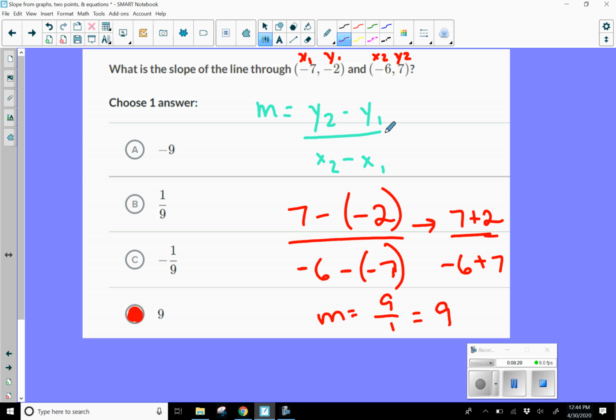So let's plug those numbers in. y2 is 7, y1 is -2, so 7 minus -2, and then x2 is -6 minus x1, so minus -7. Now we can go ahead and calculate our slope. 7 minus -2, keep change, becomes 7 plus 2, which is 9. And then -6 minus -7, again keep change, becomes -6 plus 7, leaving me with 1. So that leaves us with a slope of 9.